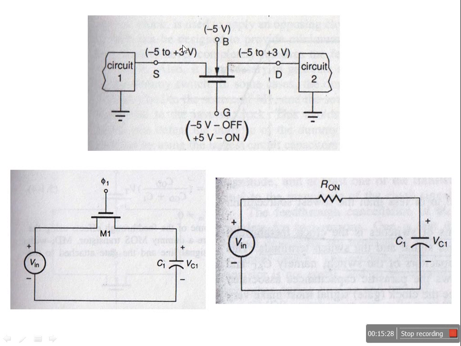After reaching at 3 volt, what is the value of VGS? That is 5 minus 3 equal to 2 volt. It means VGS has become equal to VT, and we have seen if VGS is equal to VT or less than VT, the transistor will not on. So automatically the transistor will go into the off condition.